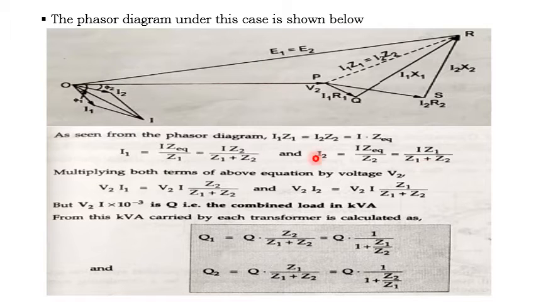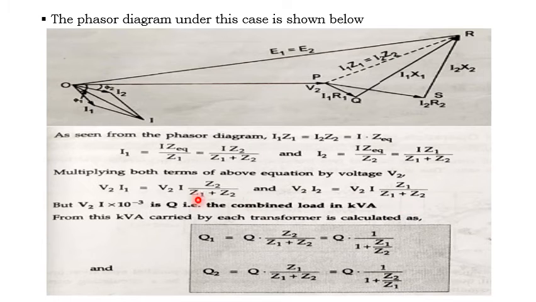Now multiply both terms of the above equations by the voltage V2, because we consider this in terms of volt ampere, since the transformer rating is defined in terms of volt ampere. Multiplying the I1 and I2 equations by V2, this becomes V2 I1 is equal to V2 I Z2 divided by Z1 plus Z2, and V2 I2 is equal to V2 I Z1 divided by Z1 plus Z2.